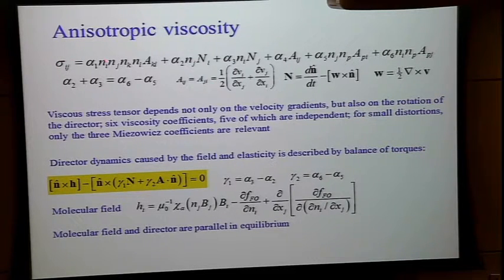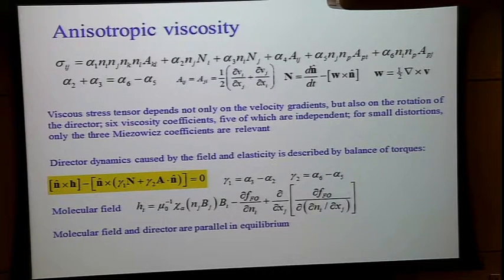But this sigma depends also on the rotation of the director, expressed here through the vector n. And there are also terms in which you have both the gradients of velocity and the components of the director. So it turns out that there are, in fact, 5 different viscosities of the nematic liquid crystal, but 2 of them are relevant only when the deformations are really strong. When the deformations are not that strong, this can be reduced to 3 Miesowicz coefficients that have been introduced by Miesowicz. Now, the director dynamics is shown here.